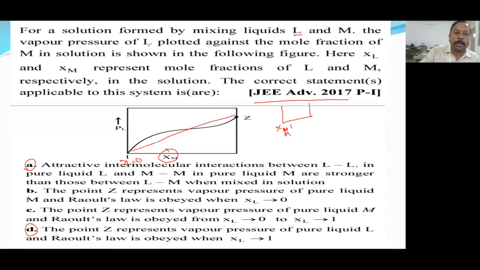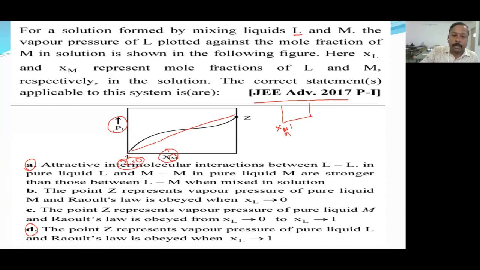So pressure of L is plotted against this mole fraction. Here this is the mole fraction of M, and here the pressure of L. So when the mole fraction of M is 1, the pressure is 0, because the mole fraction of L will be 0. Okay, Xm represents the mole fraction, and L, the correct statement: the attractive intermolecular forces between L and L and M in pure liquid are stronger.